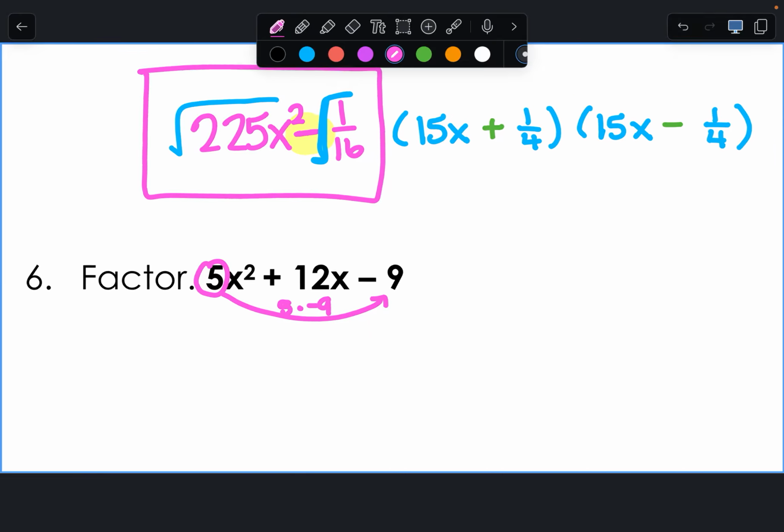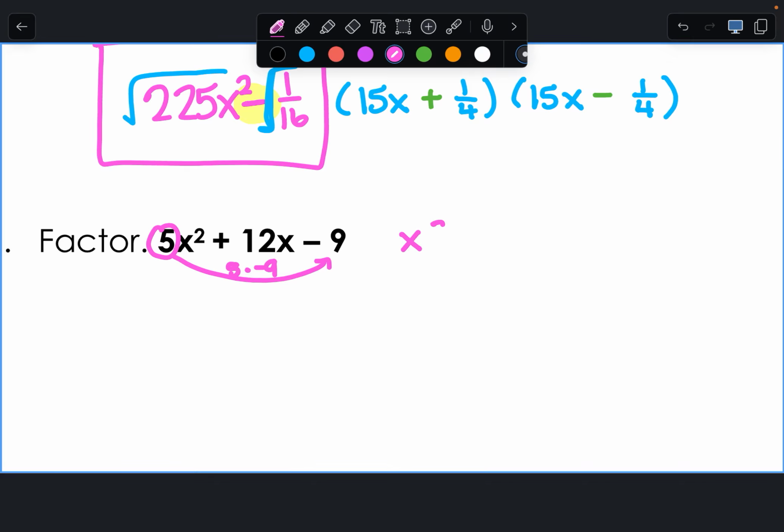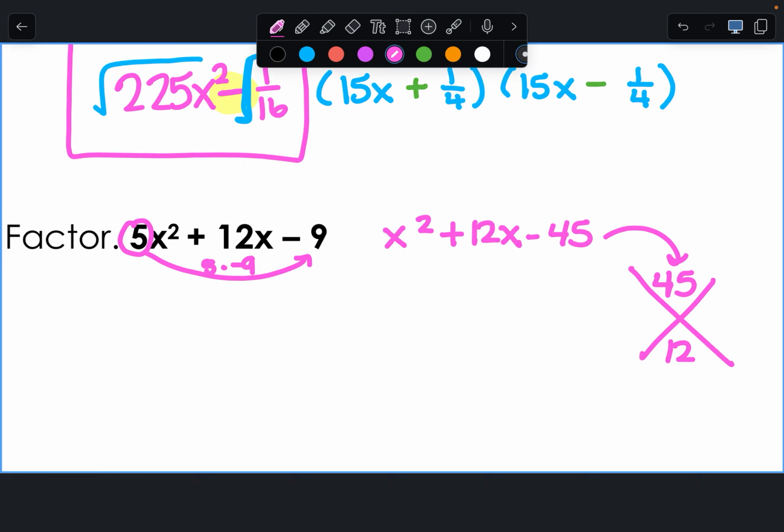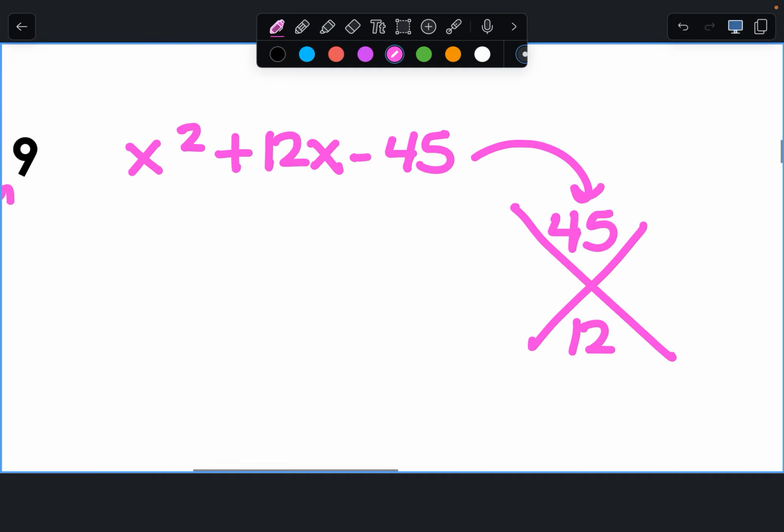So, factor means multiply. So it changes to x squared plus 12x minus 45. 45 goes to the top. 12 goes to the bottom. Solve it. Sorry, yes, it is negative 45. What multiplies to negative 45 and adds to 12?